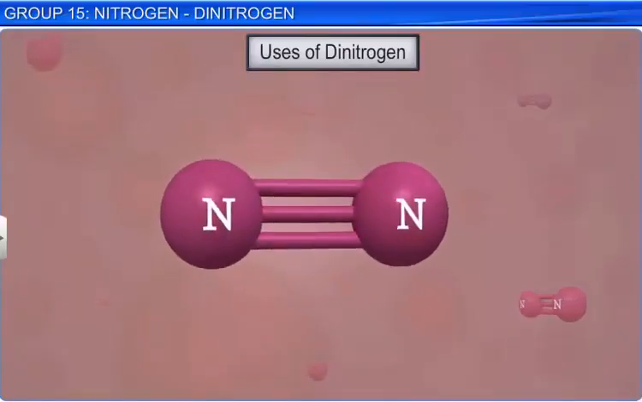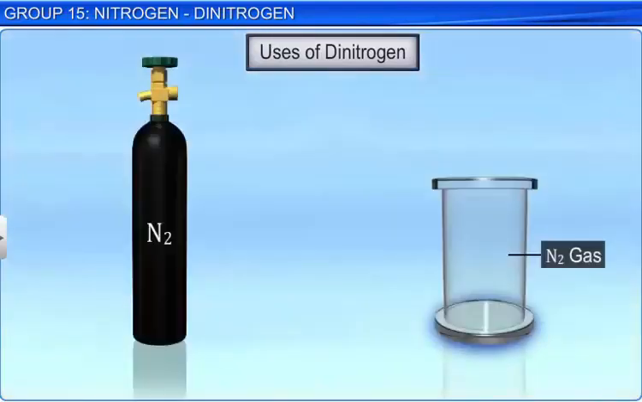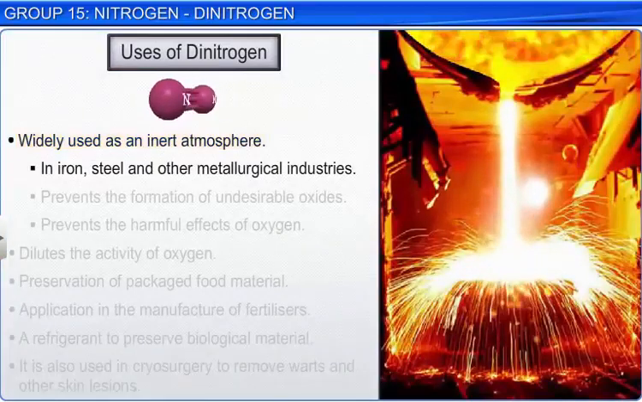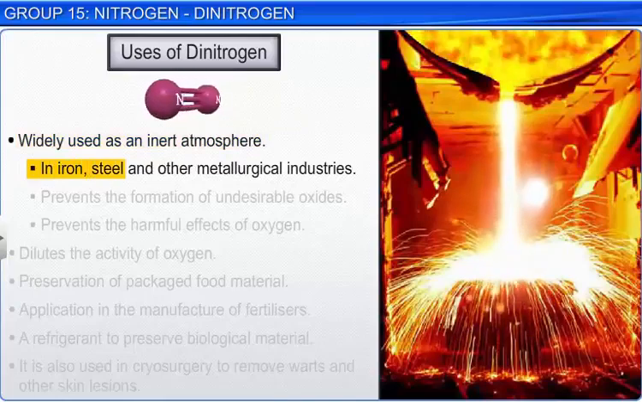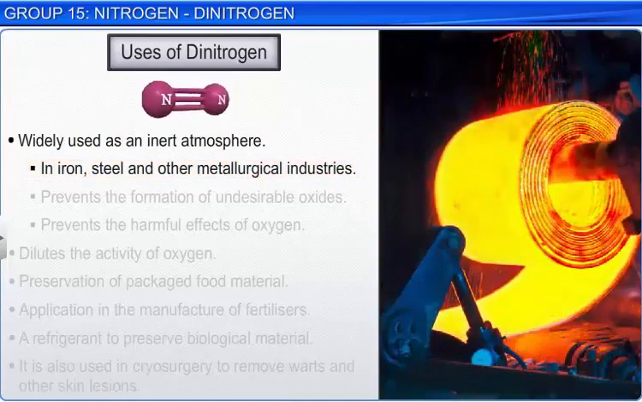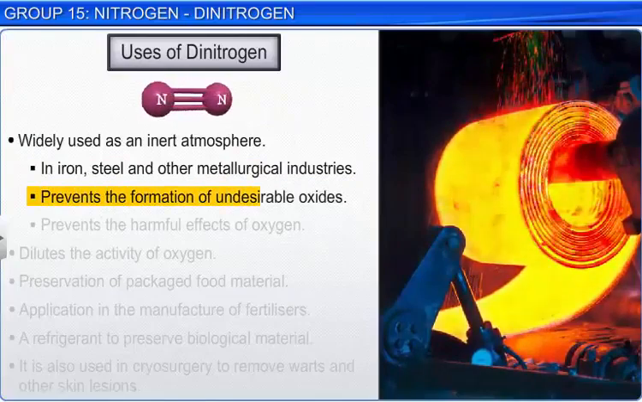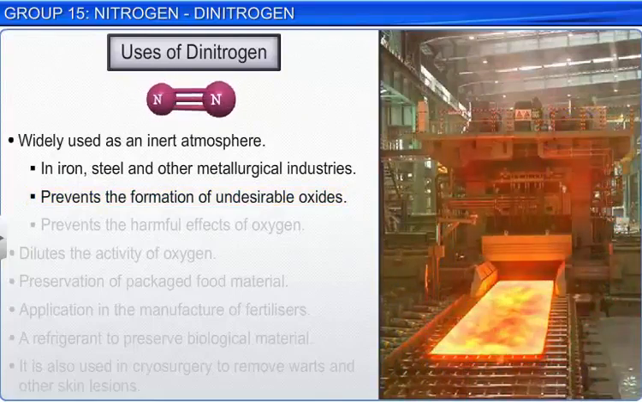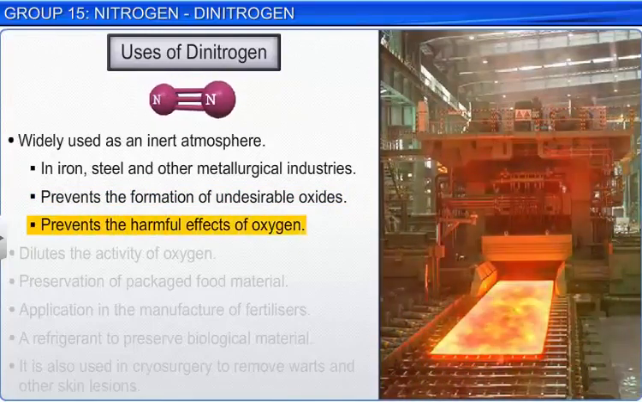Dinitrogen has several important uses. Being inert in nature, it has many uses in industry and other walks of life. For example, it is widely used as an inert atmosphere in iron, steel, and other metallurgical industries. During the processing of steel and iron, dinitrogen prevents the formation of undesirable oxides. In metallurgical industries, it prevents the harmful effects of oxygen.